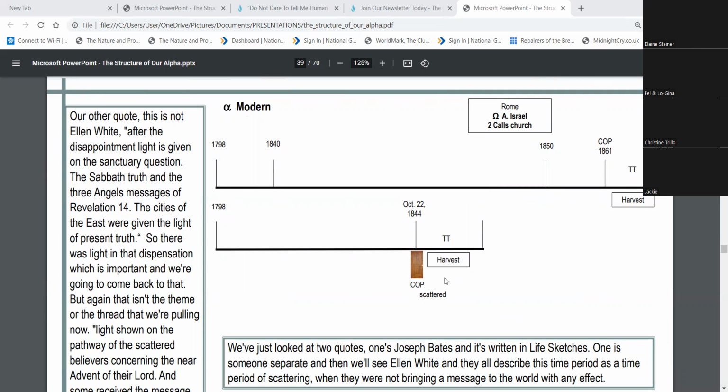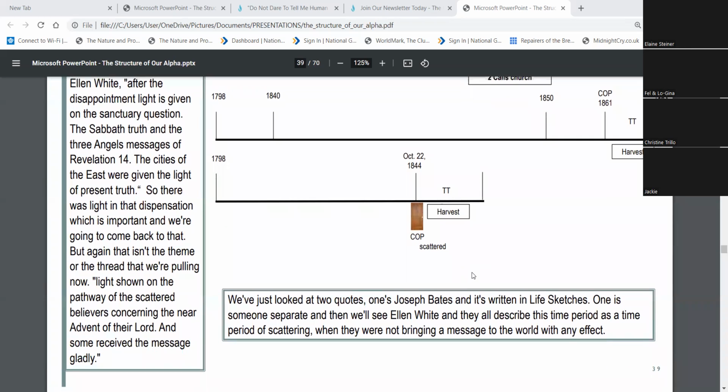Or other quote, this is not Ellen White. "After the disappointment, light is given on the sanctuary question, the Sabbath truth, and the three messages of Revelation 14. The cities of the East were given the light of present truth." So there was light in that dispensation, which is important, and we're going to come back to that. But again, that isn't the theme of the thread that we're pulling now. "Light shone on the pathway of the scattered believers concerning the near advent of their Lord, and some received the message gladly."